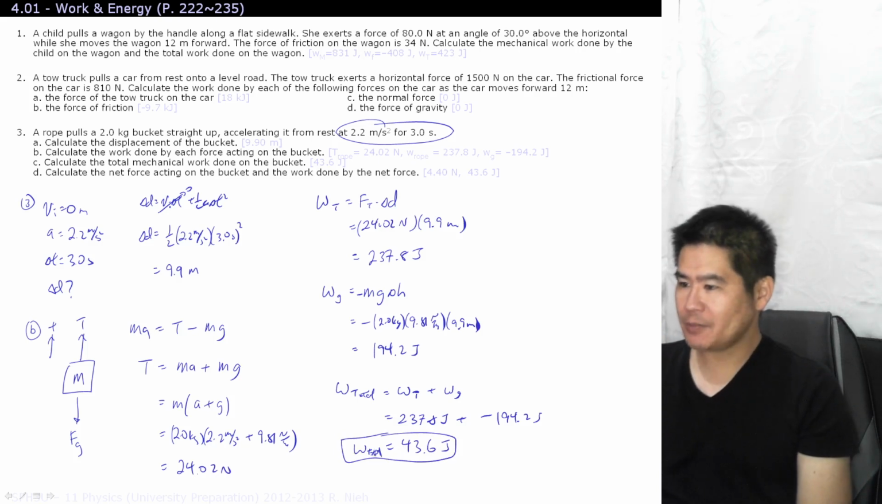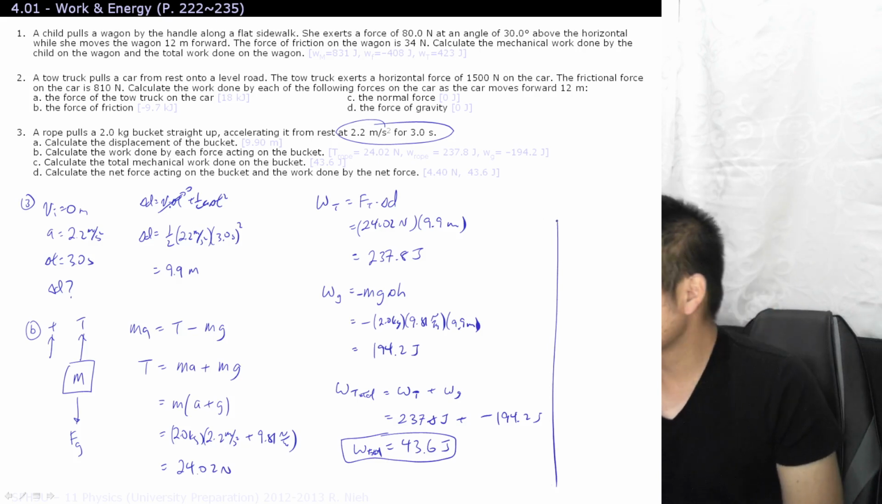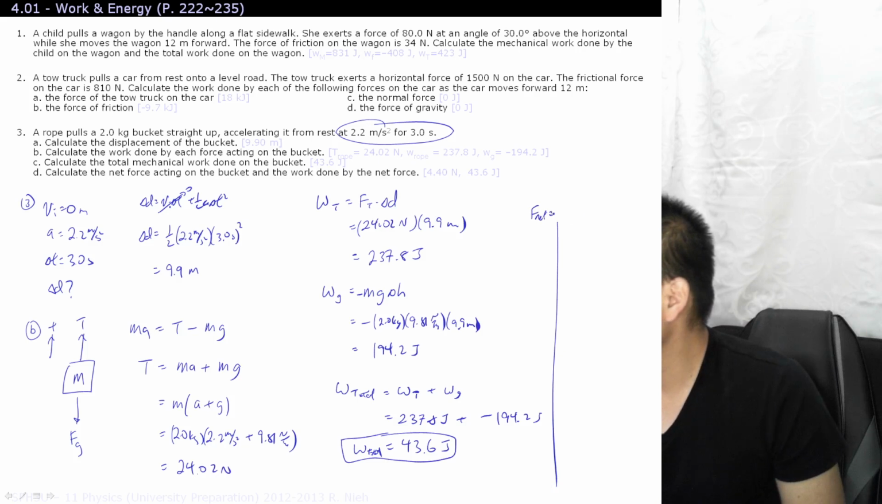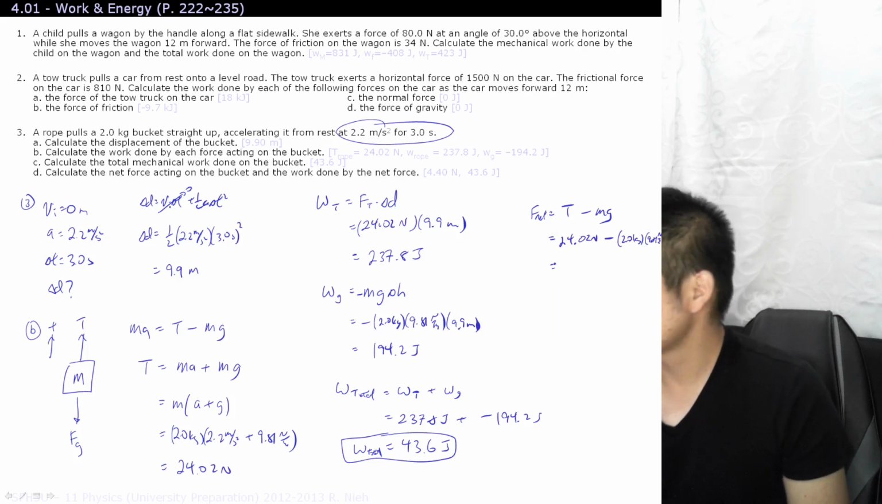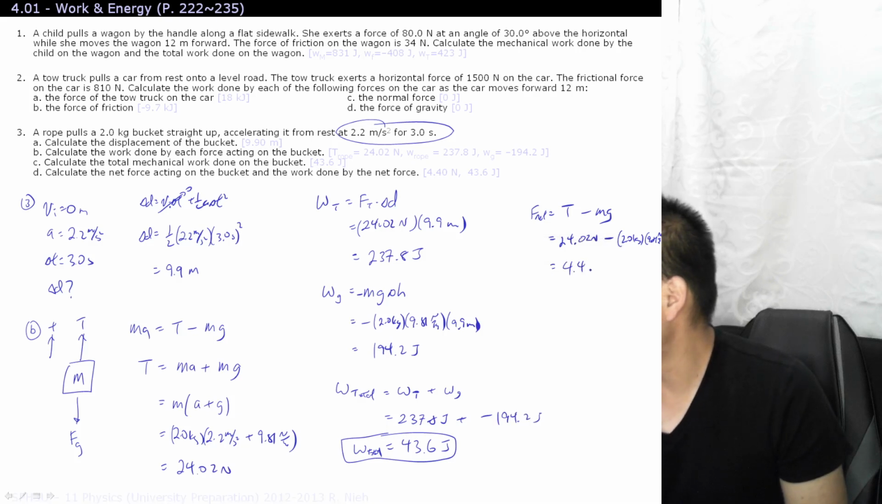Calculate the net force acting on the bucket and the work done by the net force. Well, we know that the net force is equal to T minus mg. We solve for T: 24.02 newtons, subtract 2.0 kilograms times 9.81 newtons per kilogram. So 24.02 minus 19.62 will give you 4.4 newtons.